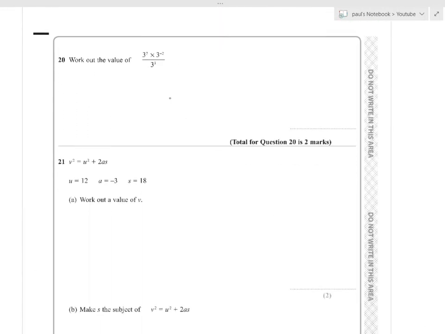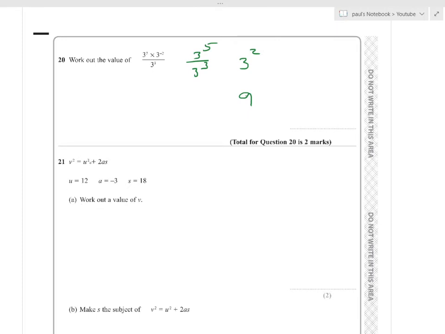Well, bit of algebra here. 3 to the 7 times 3 to the minus 2 over 3 to the 3. Well, when you multiply, you add. So 7 and minus 2 is 3 to the 5 over 3 to the 3. When you divide, you subtract, so it'll be 3 squared. So you could put 9 there, couldn't you, I suppose?